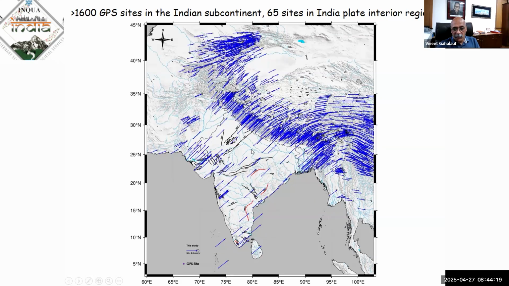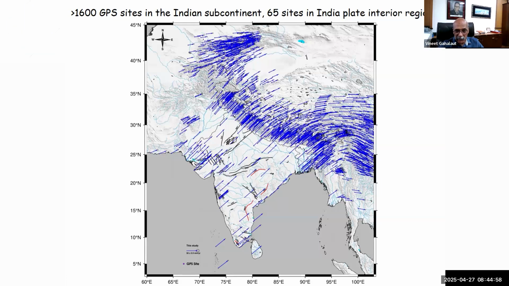So we have another beautiful network here in Andaman and Nicobar region, which is operational since last 20 years, and which has given us beautiful constraint on the deformation through earthquake cycle. We could estimate the co-seismic deformation. We could estimate the post-seismic deformation. Anyway, I'll not go into detail in Andaman Nicobar region in this talk. So all these sites, they're moving at a rate of about 5 centimeter per year.